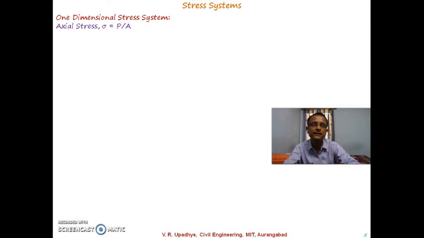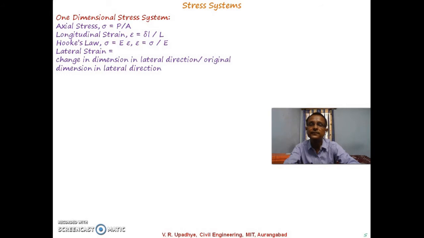Stress we said is P divided by A, where P is the force applied and A is the area of cross section. The longitudinal strain in the direction in which the force is applied, we said, is epsilon equal to delta L by L, where delta L is the change in length and L is the original length. With this we said that within the elastic limit, stress is directly proportional to strain, and that was Hooke's law. The constant of proportionality is Young's modulus or modulus of elasticity. That we have discussed up till now.